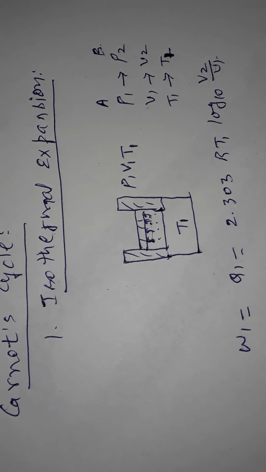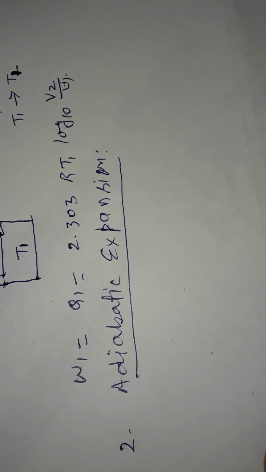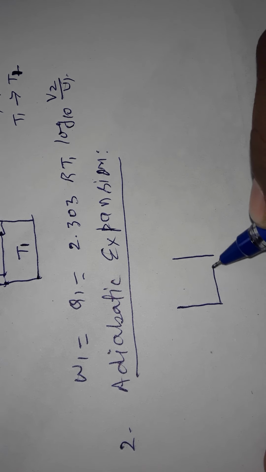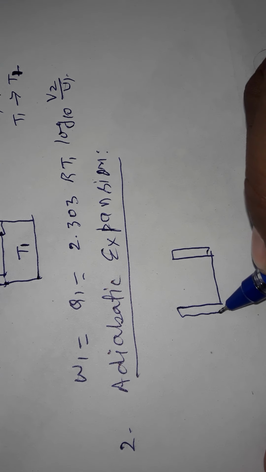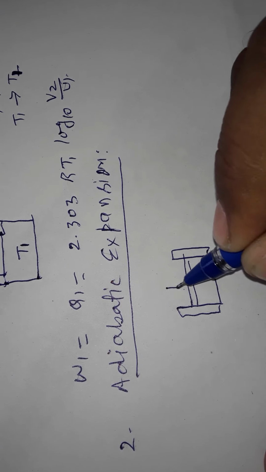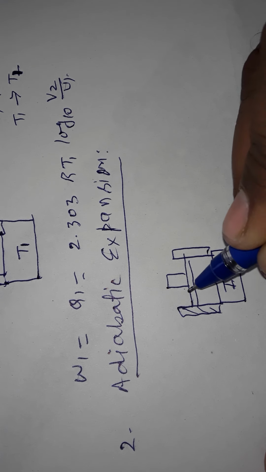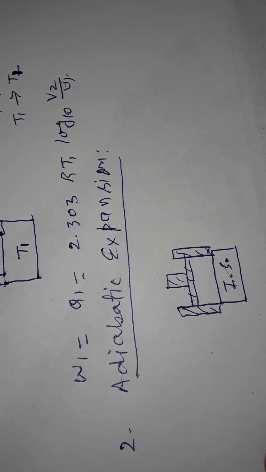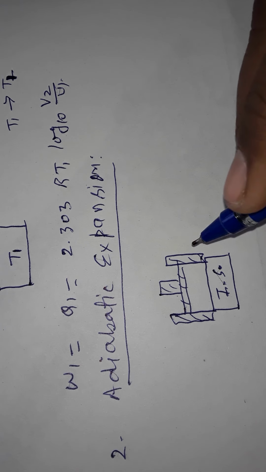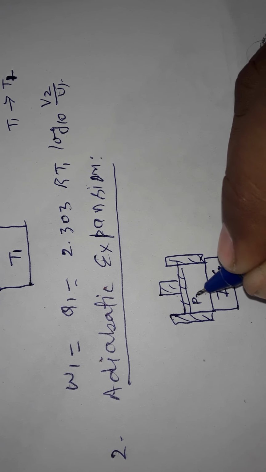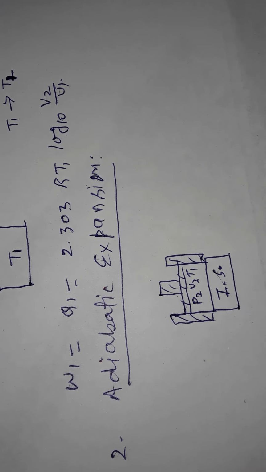Now the second step is adiabatic expansion. Now the cylinder is placed on the insulating stand. This is the insulating stand. Now the gas molecules have pressure P2, volume V2, temperature T1.